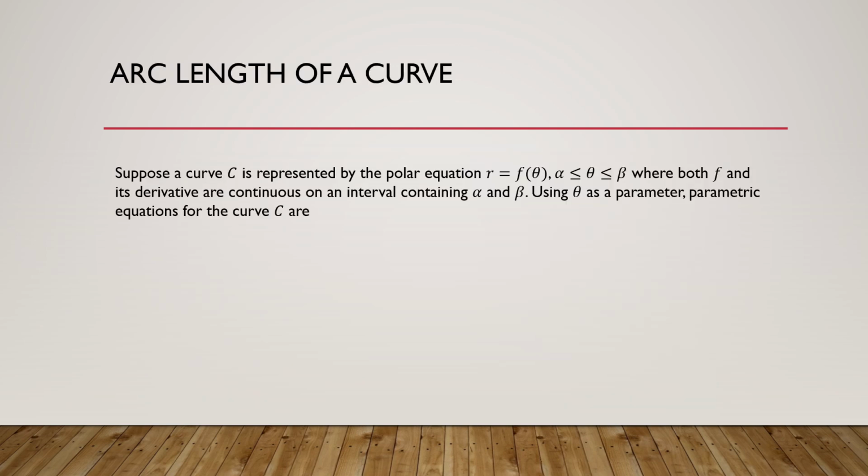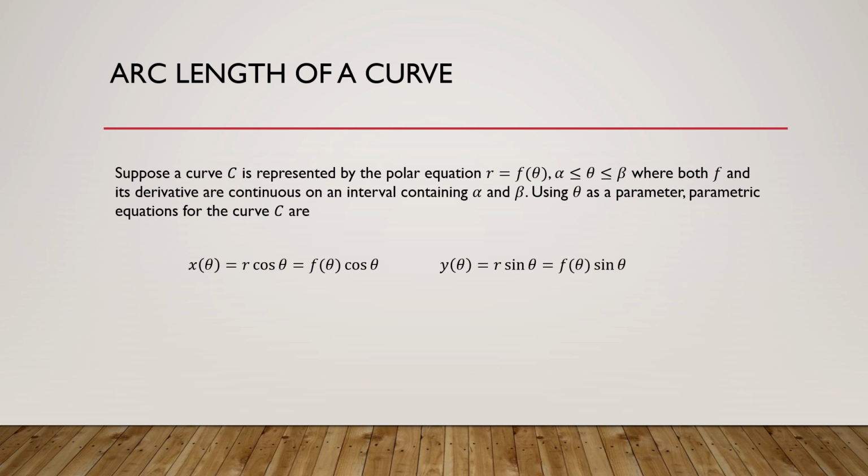Suppose a curve C is represented by the polar equation r equals f of theta for theta between alpha and beta, where both f and its derivative are continuous on an interval containing alpha and beta. Using theta as a parameter, parametric equations for the curve are x of theta equals r cosine theta, or f of theta cosine theta, and y of theta equals r sine theta, or f of theta sine theta.